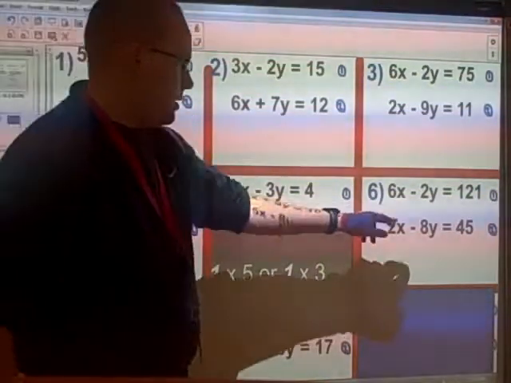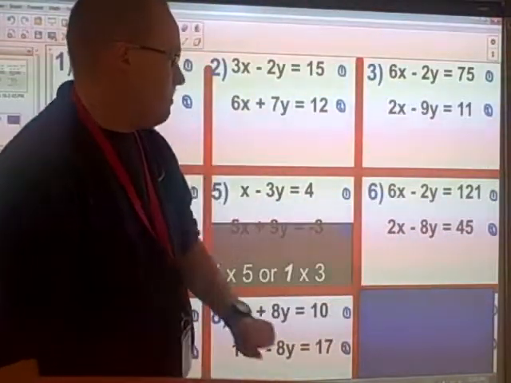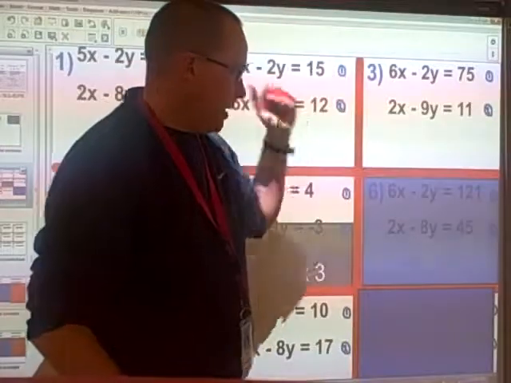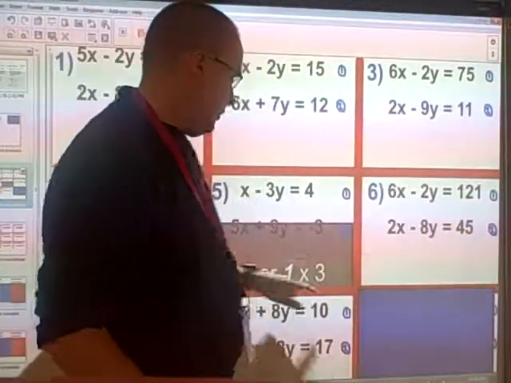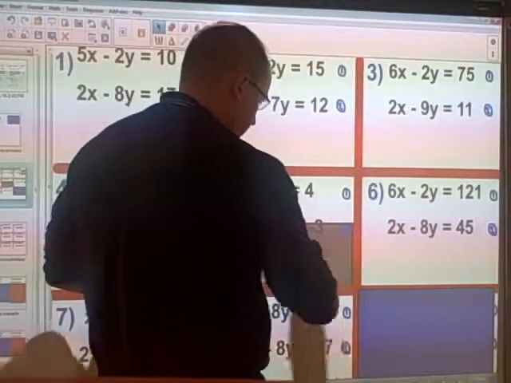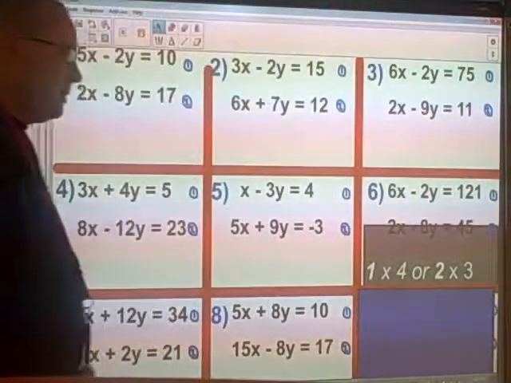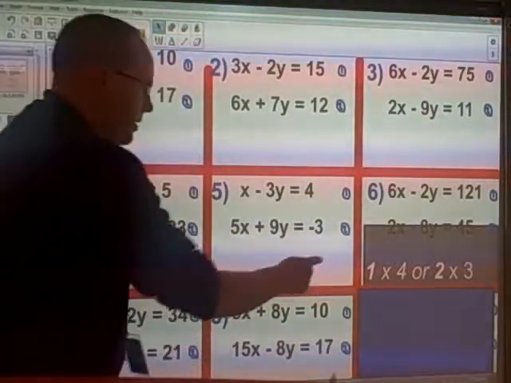So for this one, I could do 2 times 3, which would give me 6, so I could times the second equation by 3. Or I could times the top equation by 4, because if I did that, 2 times 4 gives me 8, and then I would have the same number of y's. So either first equation by 4 or second equation by 3.